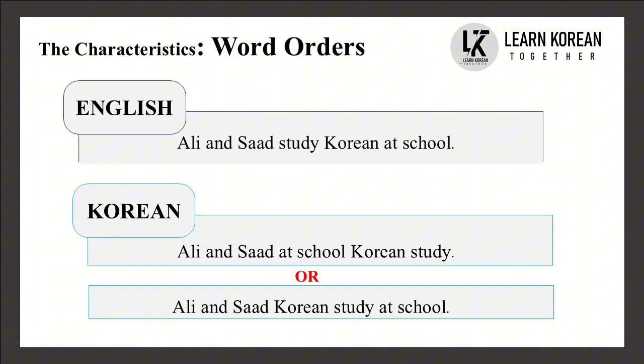Korean is also a language free from strict word order. As long as there is a verb or an adjective at the end, the sentence will still make grammatical sense. For example, if you want to say, Ali and Saad study Korean at school, in Korean you can say, Ali and Saad at school Korean study, or Ali and Saad Korean study at school.